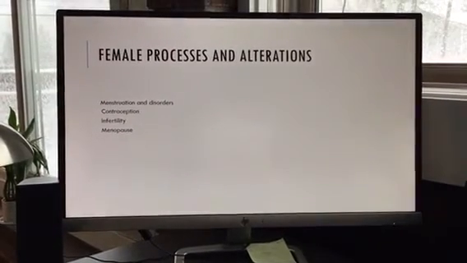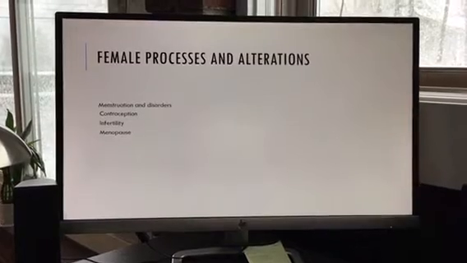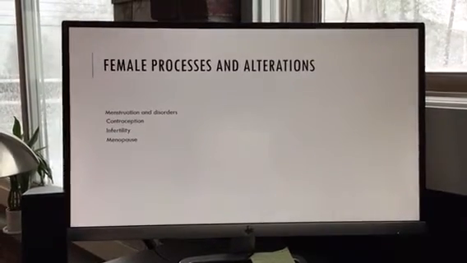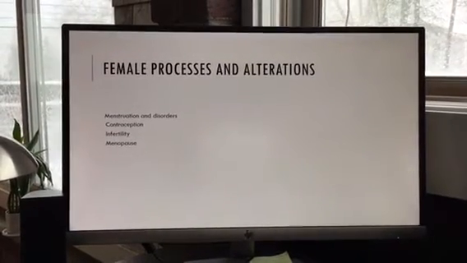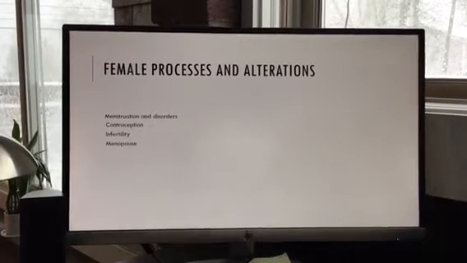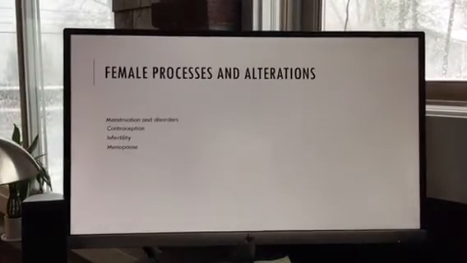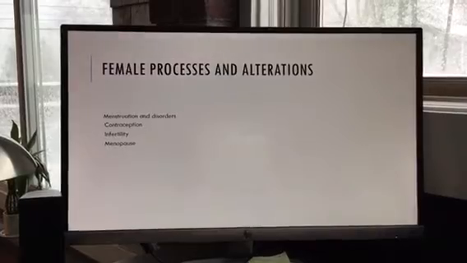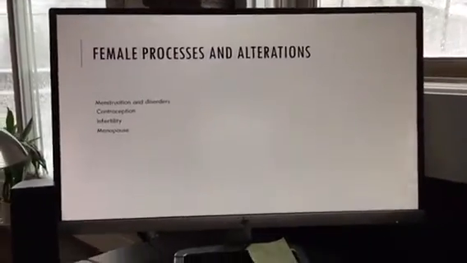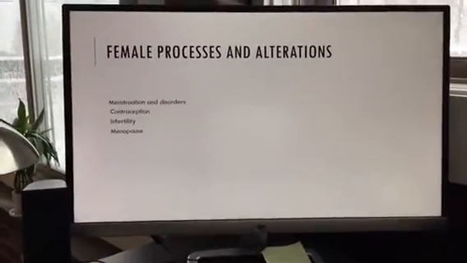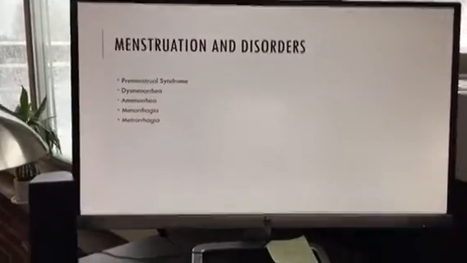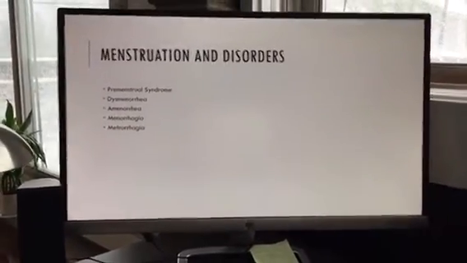We'll look at contraception, ways in which we can prevent pregnancy. We will look at infertility and some of the treatments and our role as nurses in managing infertility. And then finally, menopause and ways that we can help women manage menopause. So let's start with menstruation and disorders.